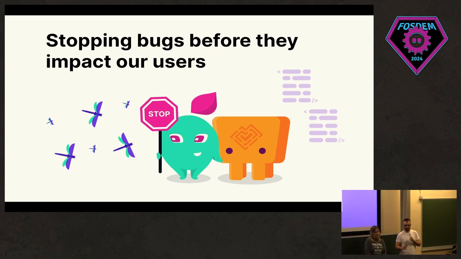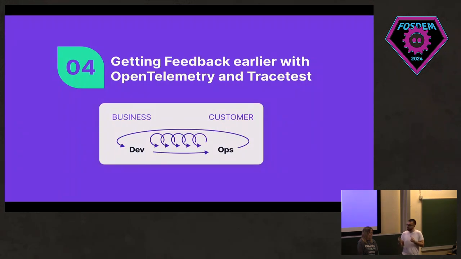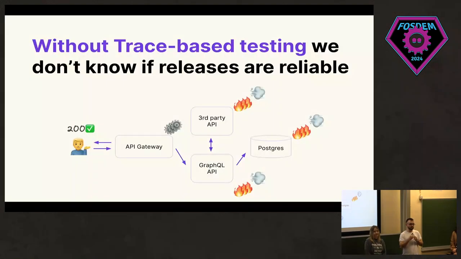So the way we're going to go through that a bit is by doing this little squiggly in between as well. So this basically means that you need to implement something called trace-based testing, which is also called observability-driven development. If you like Honeycomb and their CTO, it's a term that they coined.